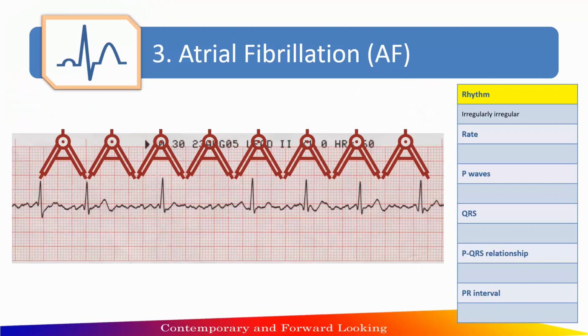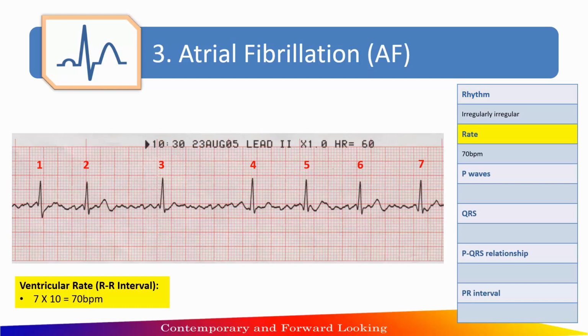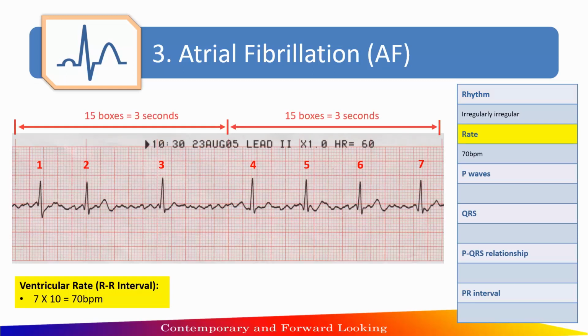Now, let's take a look at how to interpret an AF on a rhythm strip. Keeping with the 6-step analysis approach, we first look at rhythm regularity. Here we can see that the rhythm is irregularly irregular. We will then calculate the rate using a 6-second strip. Here we have a rate of 70 beats per minute.